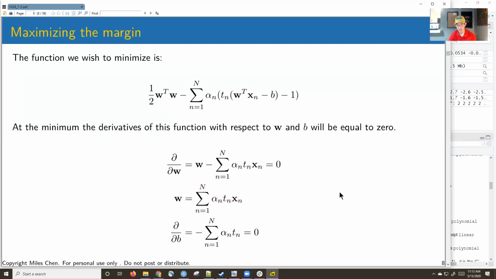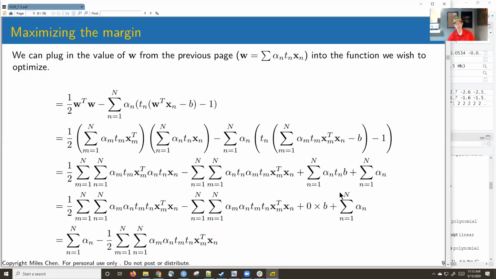The next slide is going to look a little crazy, but there we go. Okay, so I started off with that, 1/2 W transpose W, and for every W, I replace it with that summation of alpha n, t n, and x n. So I got this, this, and this. I've got a product of these things, and to handle the different summations, I'm using different subscripts.